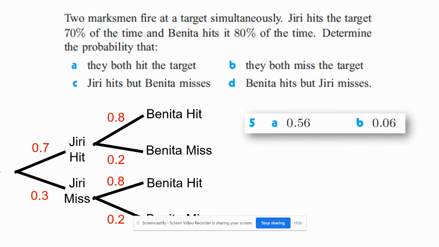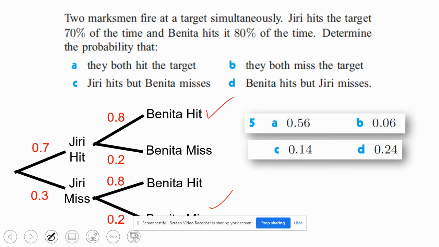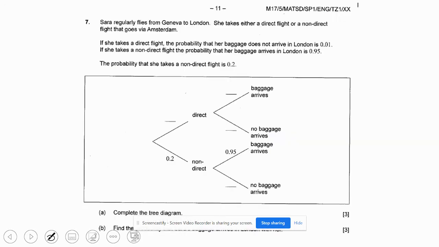Both hit the target would be 0.8 times 0.7. Both miss the target would be right here, multiplying through the tree. Jiri hits, but Benita misses. That'd be following this path. And Benita hits, but Jiri misses. So that would be Jiri missed, Benita hit, 0.24, 0.8 times 0.3. So just no conditional probability there.